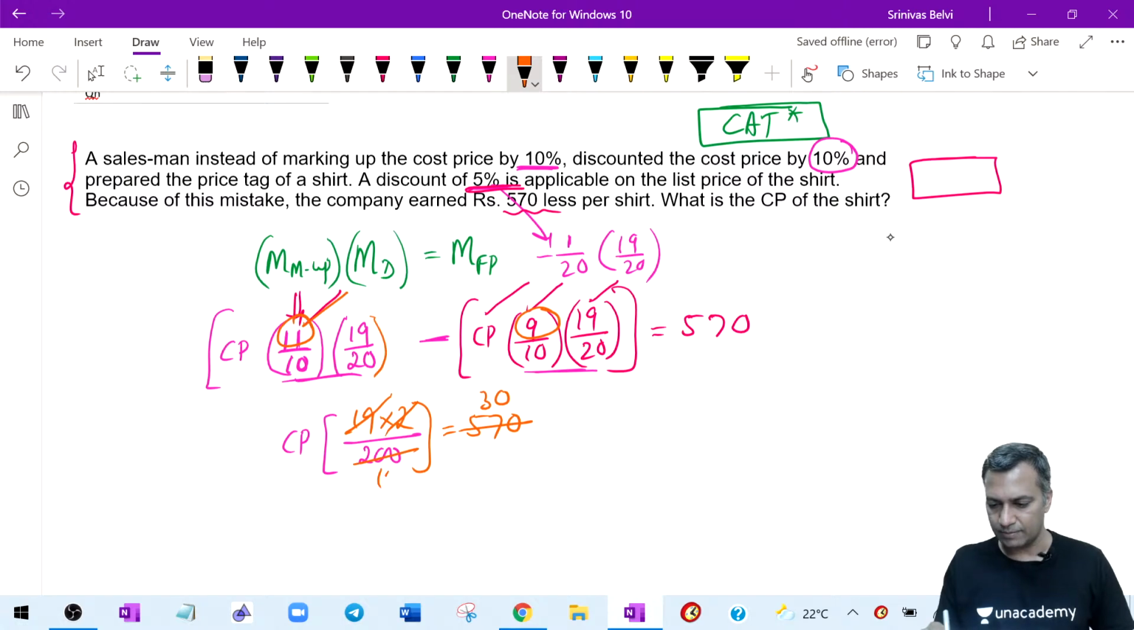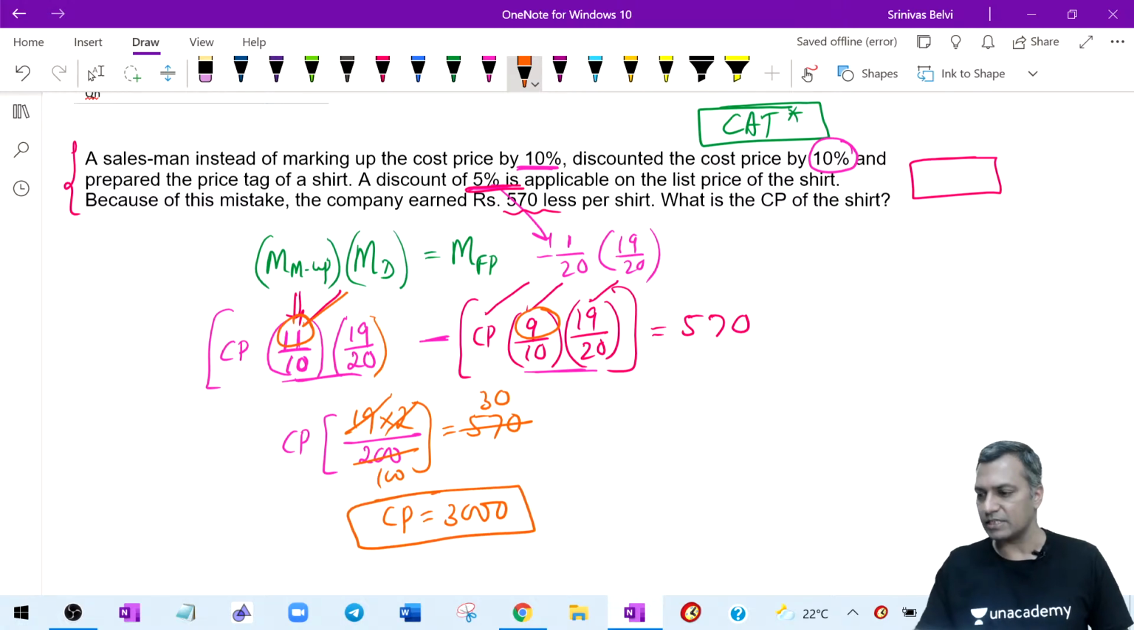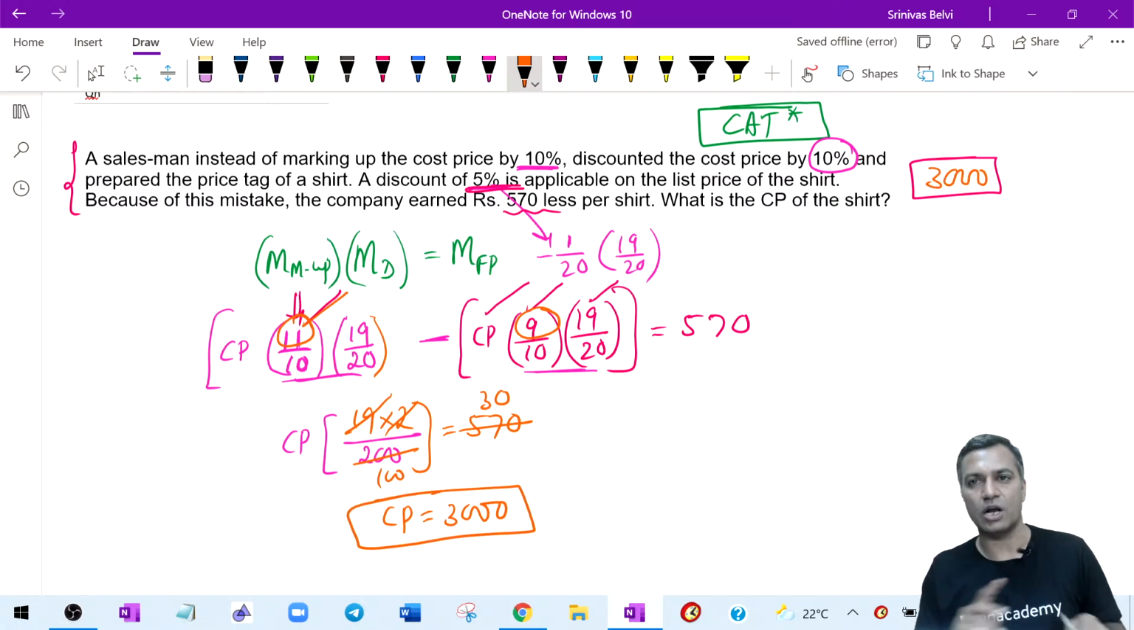This is 2 one time, 200 times. Therefore, the cost price of this particular item is nothing but 3000 rupees. Cost price is 3000 rupees. That is what should come in the box.